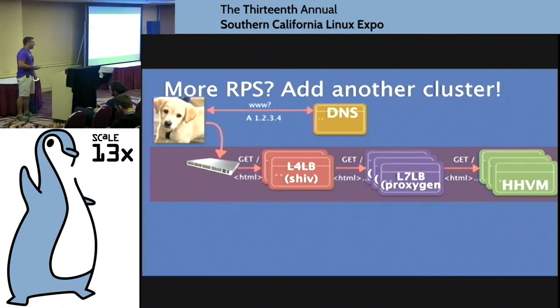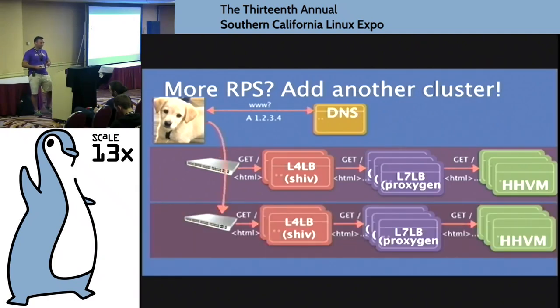So cool. We can do a lot of RPS with this cluster, but we need redundancy and we need to process even more requests. So what do we do? We add another one of those. Turtles all the way down.